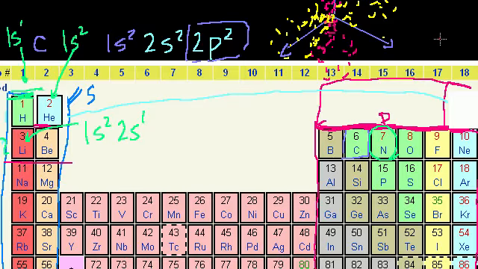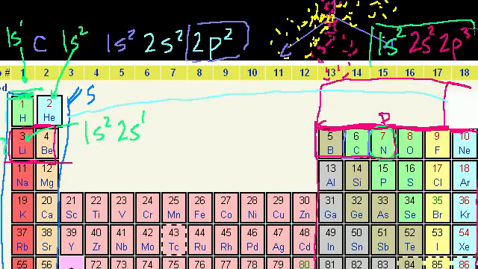Let me write that down. I could write that down first: 2p3. That's where the last 3 electrons go, into the p orbital. Then it'll have these 2 that go into the 2s2 orbital. And then the first 2, the electrons in the lowest energy state, will be 1s2. So this is the electron configuration of nitrogen.